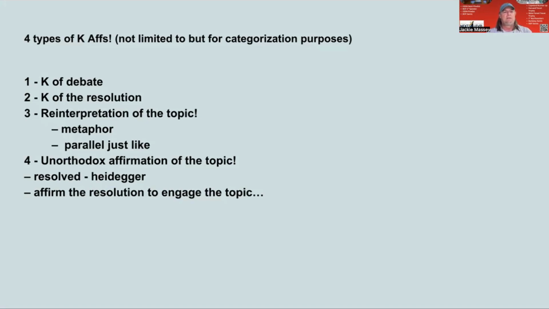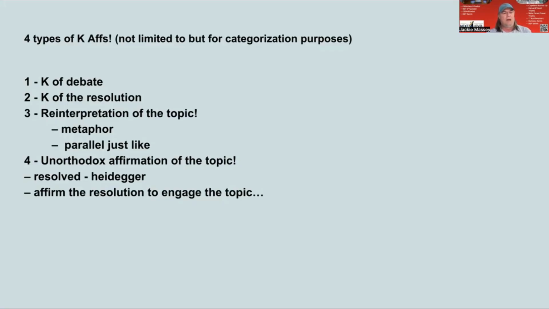Three, I think there's the reinterpretation of the topic. I think that there are some ways to say that the topic could be a metaphor. I think there are ways that people can draw parallels with the topic. At least you're getting closer to what the topic means. And number four is then you have the unorthodox affirmations of the topic.